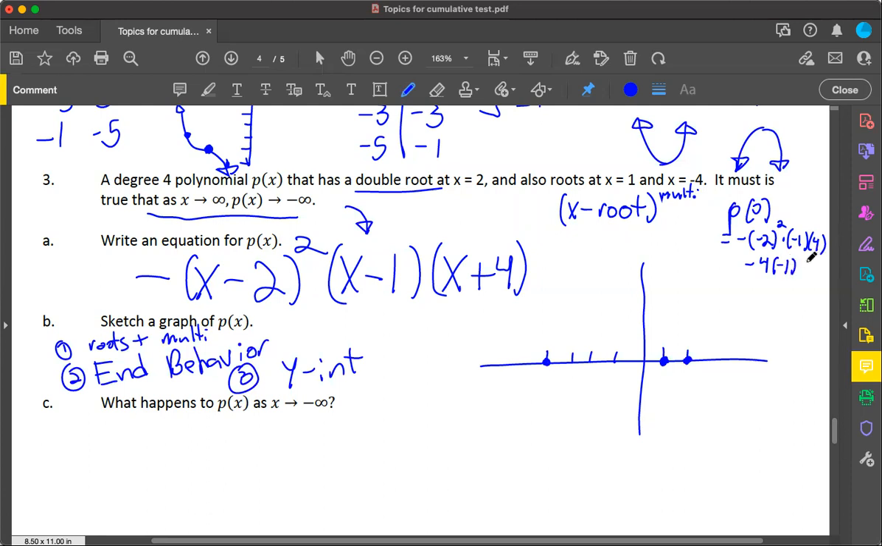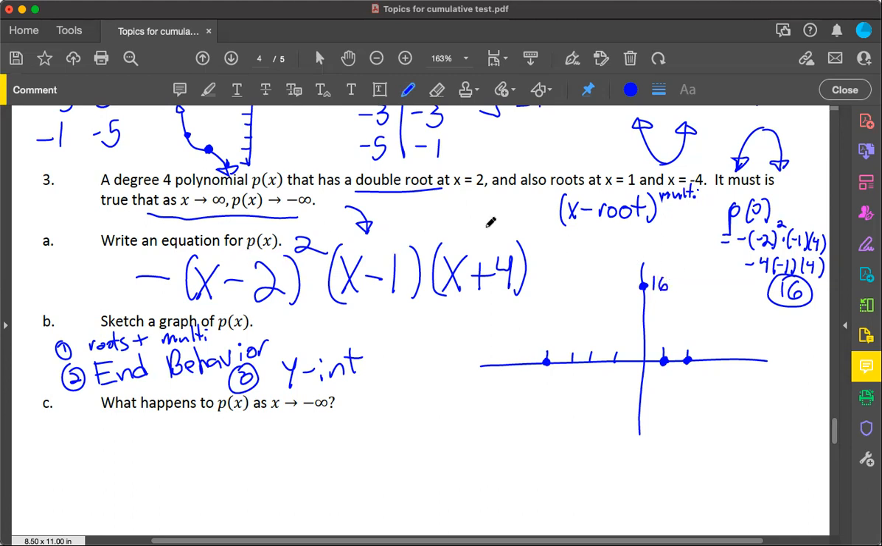Let me double check. So, can you do this right? This is good. This is good. Yes. -2 squared is 4, but this makes it negative. And then this is -1, and 4 is still along for the ride. So negative times a negative is positive. So there should be a y-intercept of positive 16. Let me know in the comments below if I'm right or wrong about that.